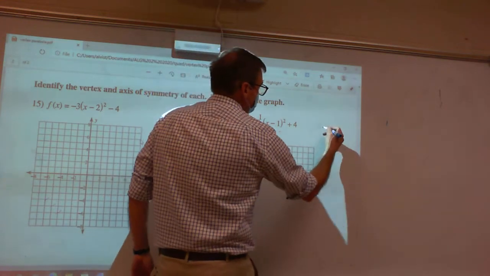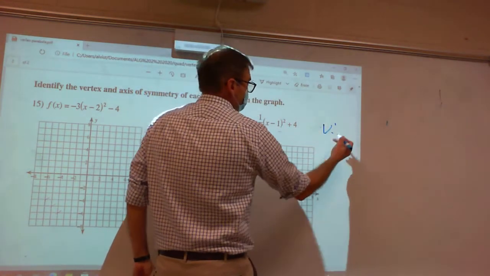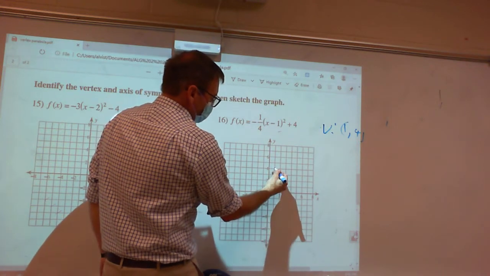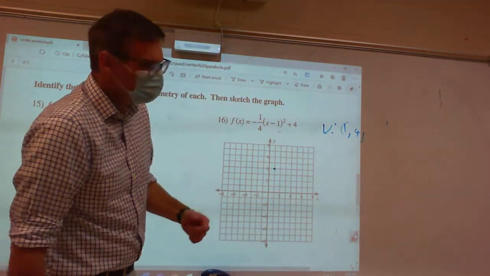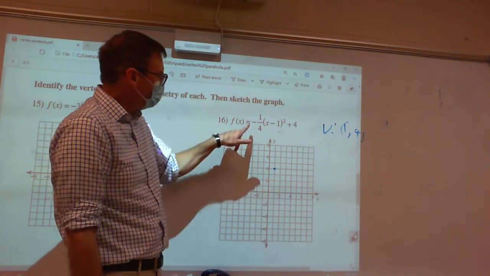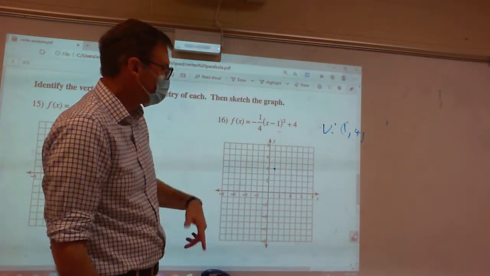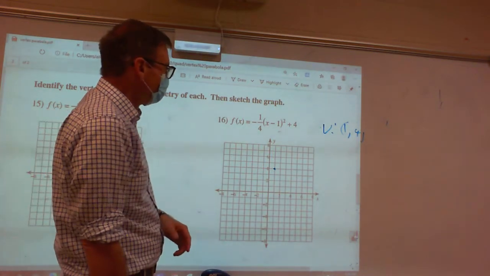I expect you to tell me what the vertex is. So in this case, your vertex is (1, 4). And so you go to (1, 4), and you put a dot. Next thing, I expect you to know, because there's a negative here, it's a sad face, so it's going down. I don't think that's unreasonable.